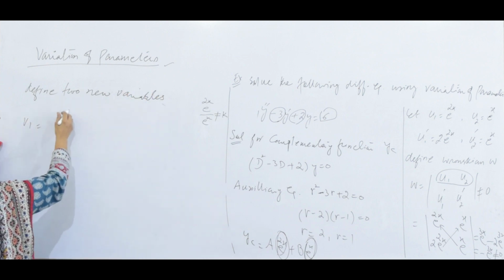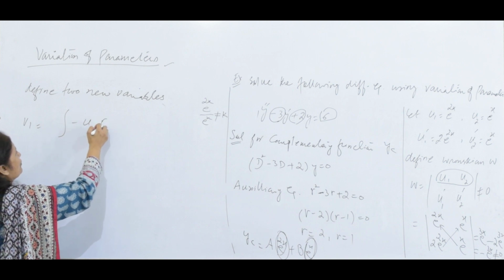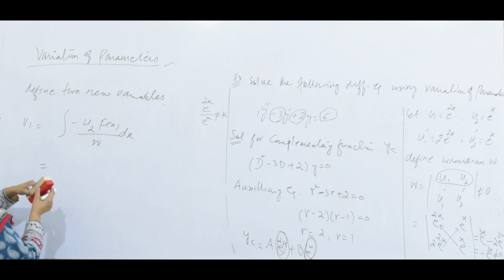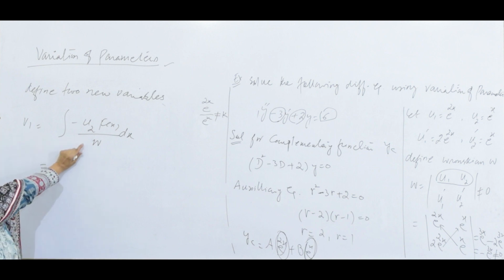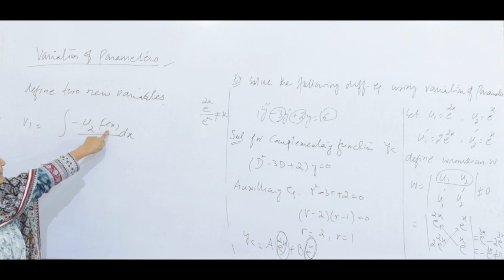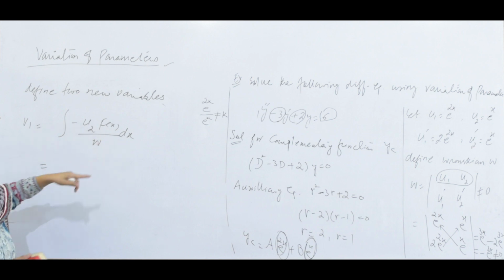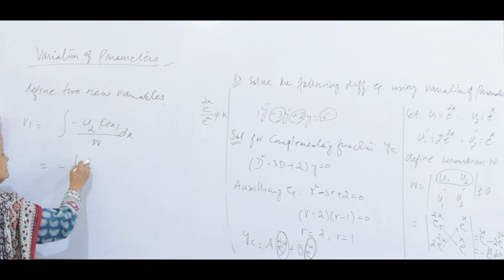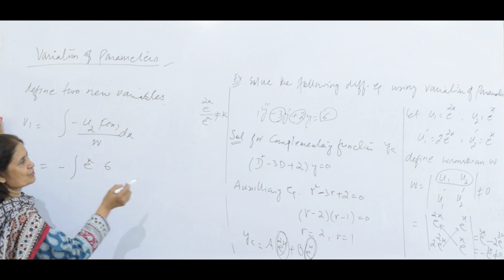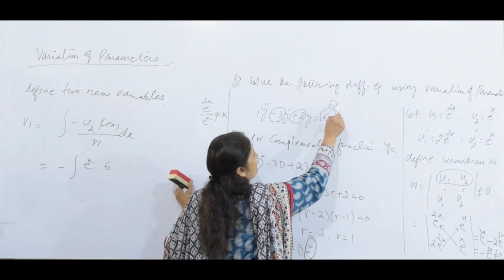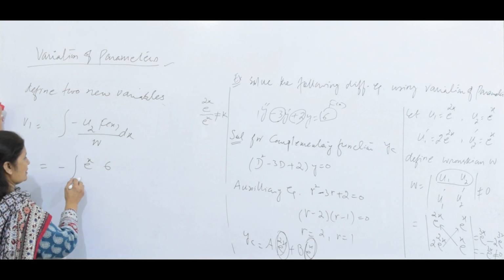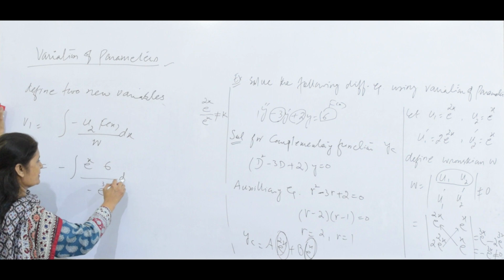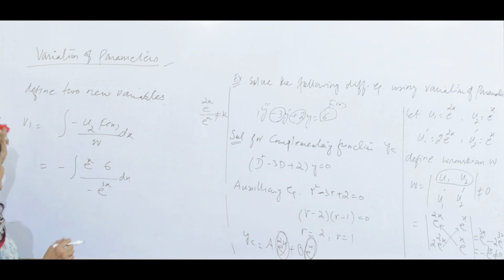V1, which is integral of minus u2 f of x over Wronskian dx. So this is a new variable you are defining like this. You have u2, f of x, and the Wronskian. Putting the values, let me take the minus outside. u2 is e^x, f of x is 6, because this is your f of x, and the Wronskian I had is minus e^3x dx. This is the Wronskian. So let me solve.